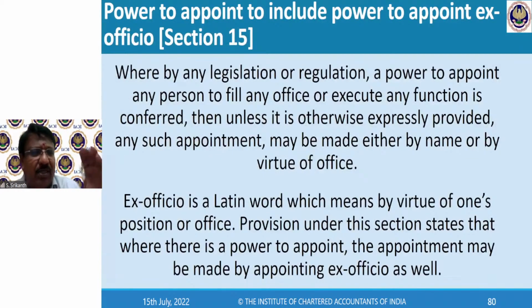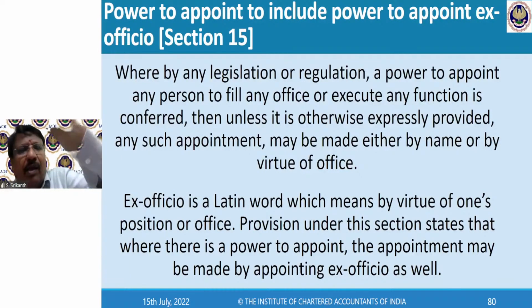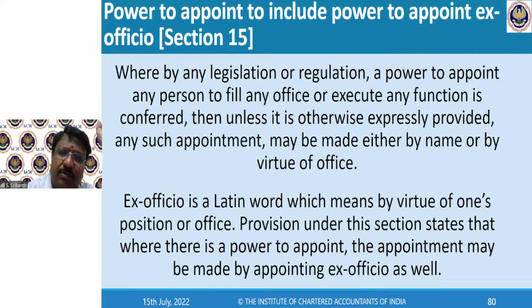So whenever there is a rule which says so and so can be appointed or a committee can be formed and an authority can appoint, then that power to appoint will include both the right to appoint by name as well as by virtue of office. That's all. Instead of giving the name, they can say whoever is occupying that office will become a member or will have this power. Okay.